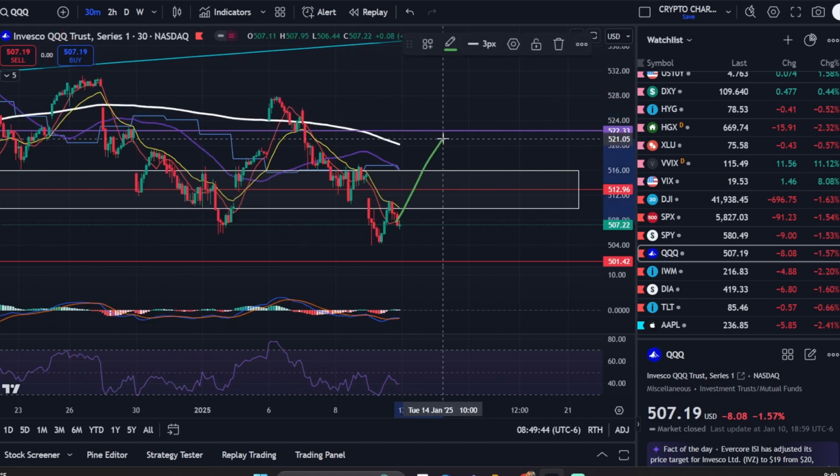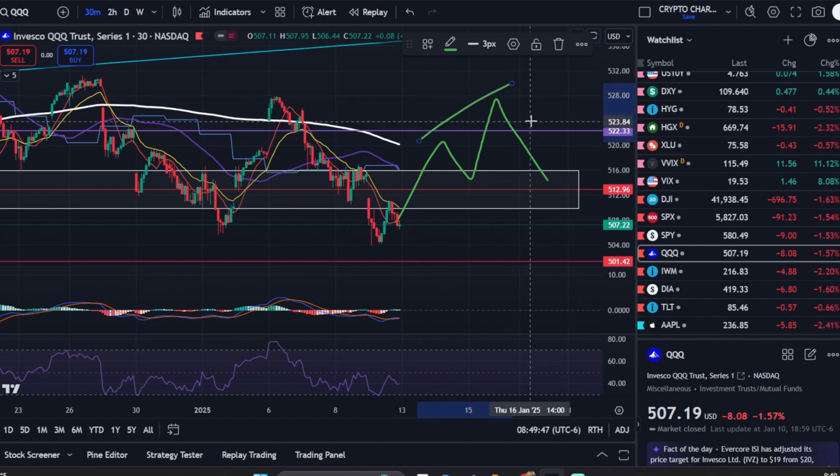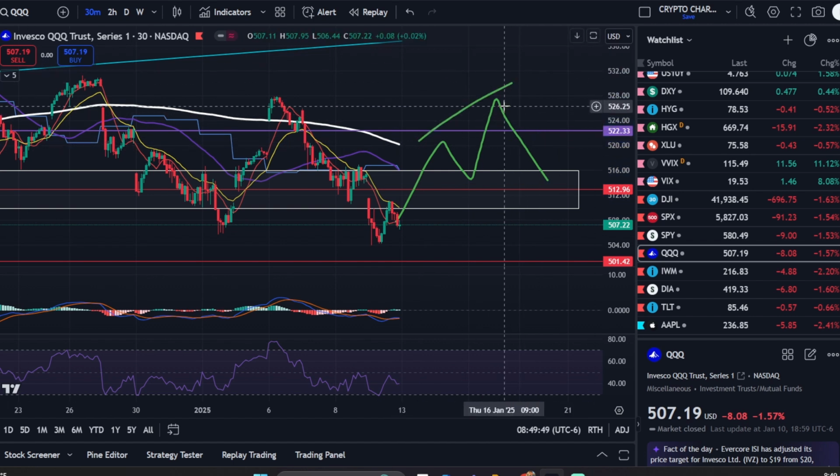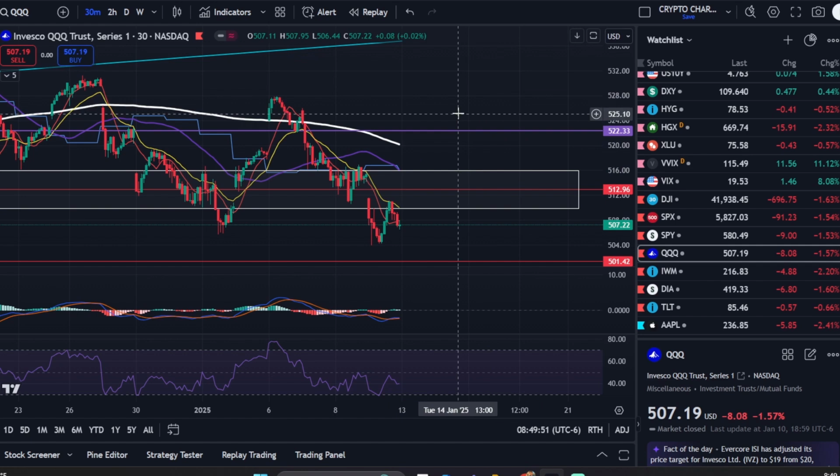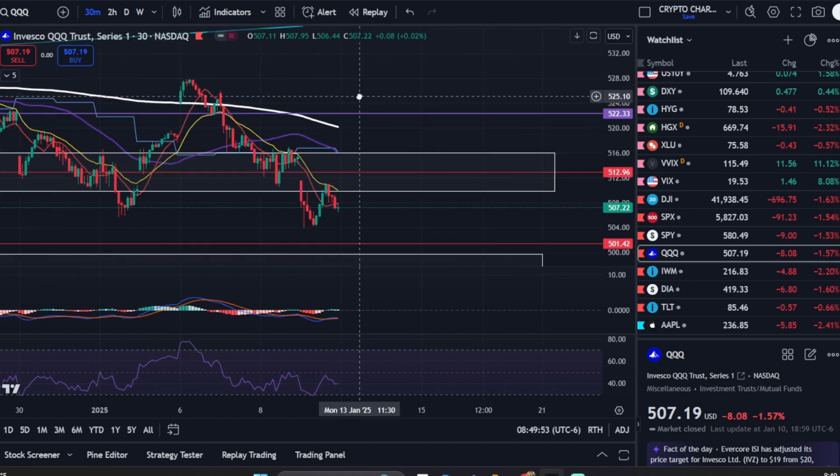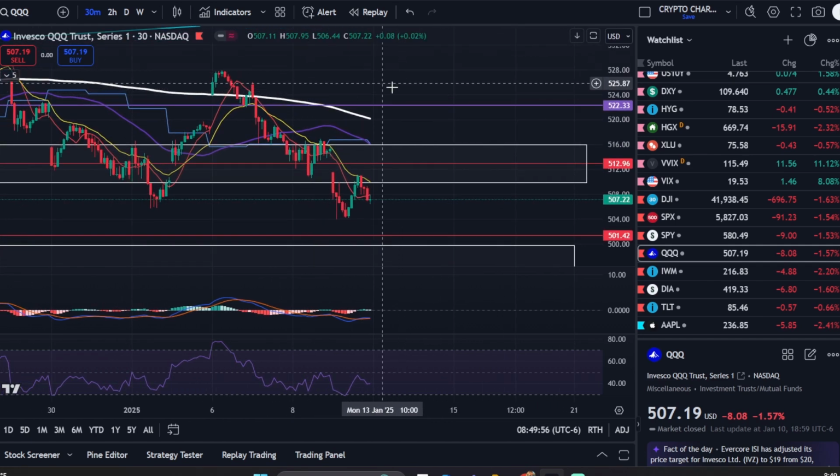So if we can find some kind of move like that, that would be fantastic for us, because that would give us the opportunity. It's not so much that the trend can't continue, it's just, will it continue right now? That's what we'll be paying attention to.